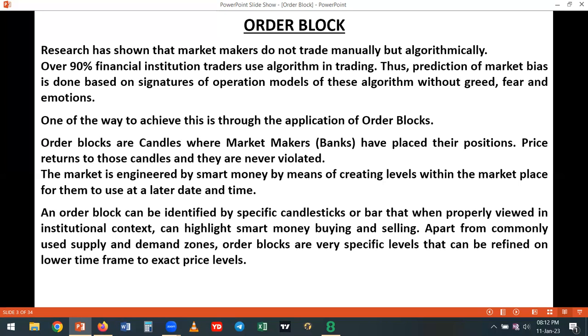When the smart money traders want to inject money to the market, they don't do that randomly. They do that by means of making use of order blocks. And these order blocks are simply signatures that have been created by algorithm in the market. And these market makers or smart money traders take advantage of these order blocks to place their position.